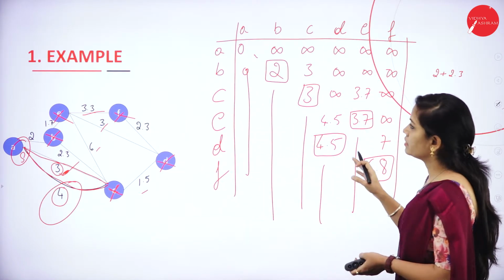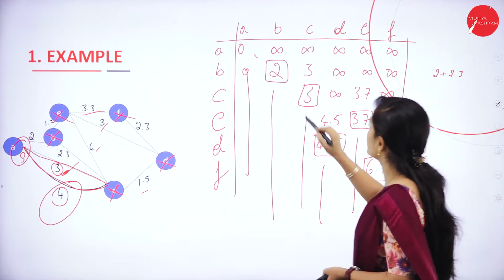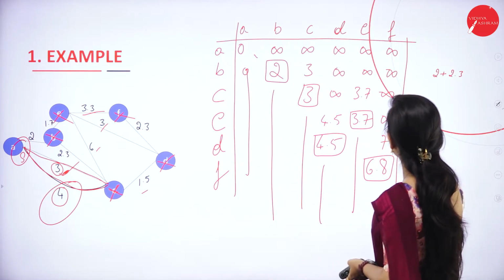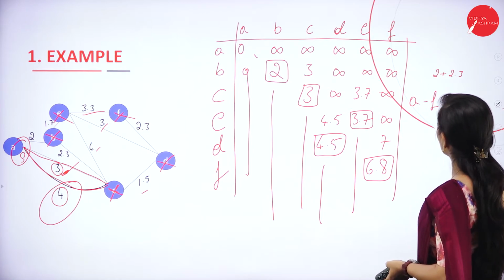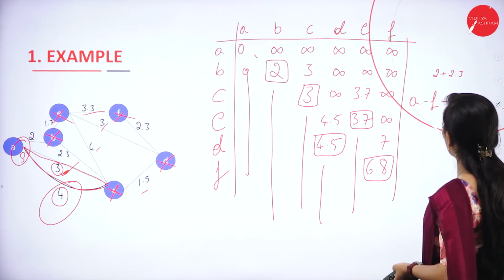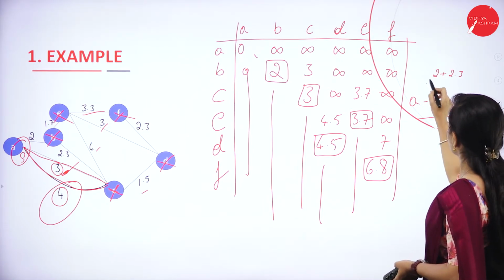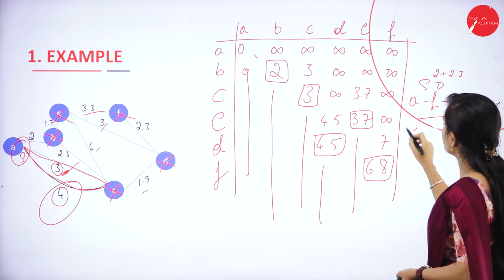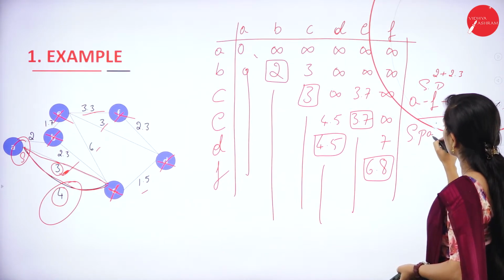Now I'll find the shortest distance from A to F. A to F shortest distance is 6.8. This is the shortest distance. So what is the shortest path?